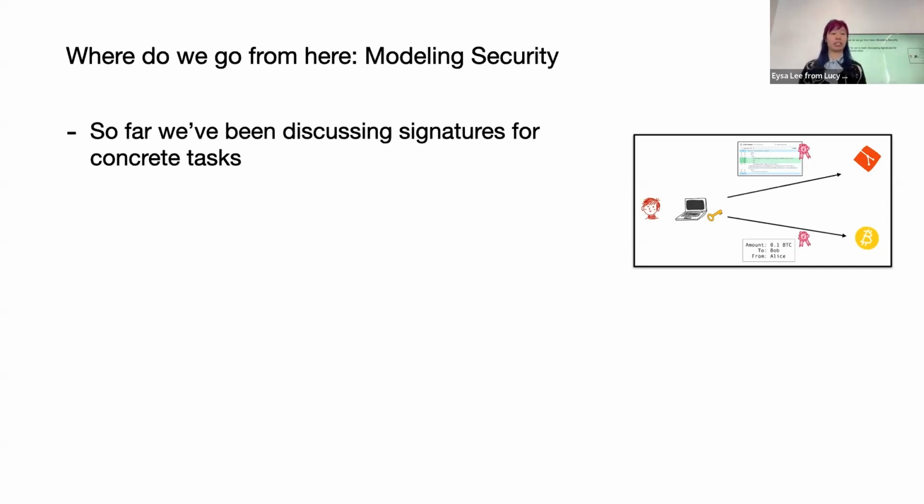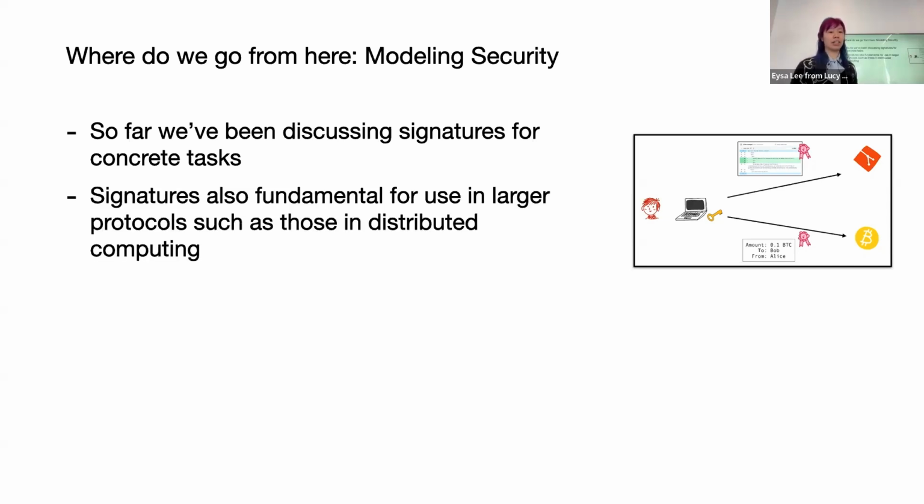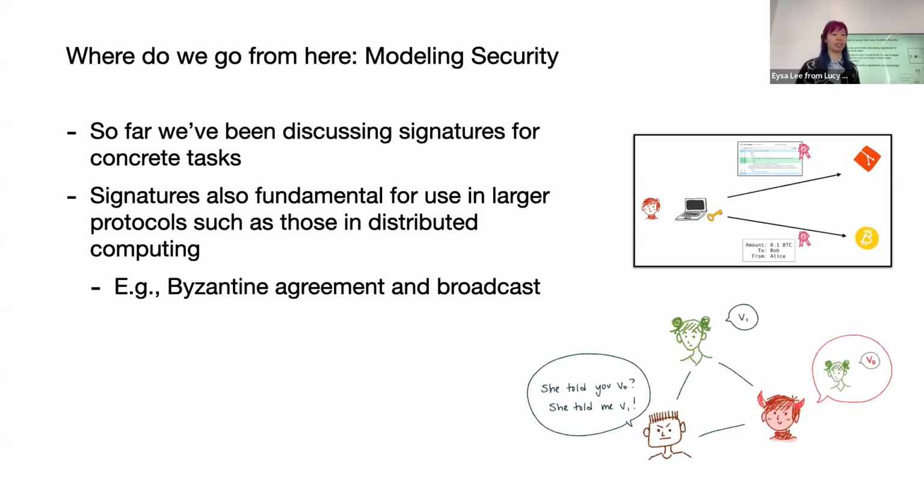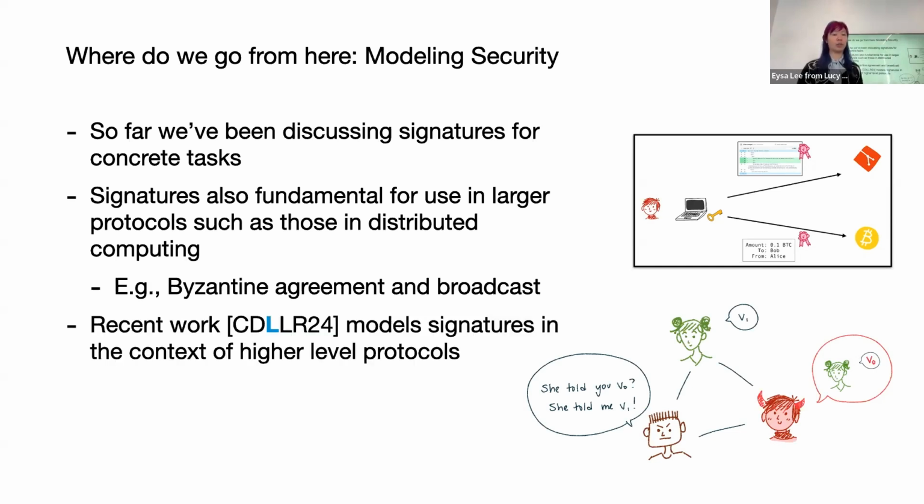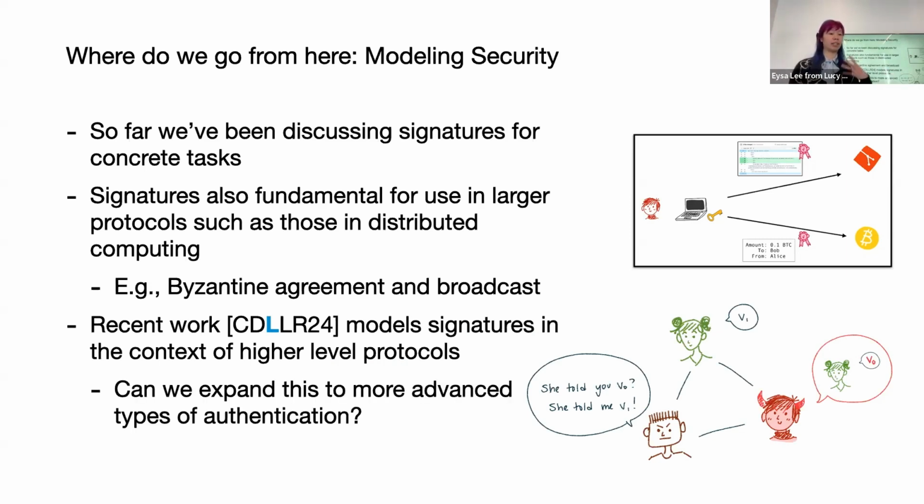So far, we've been talking about signatures for concrete tasks, but they're also fundamental for use in larger protocols, such as those of distributed computing. You can think of Byzantine agreement or broadcast. Using some sort of authentication of these messages is vital. And so one of my recent works models signatures in the context of these higher-level protocols. And I'm interested in whether we can expand these ideas to model other, more advanced types of authentication.